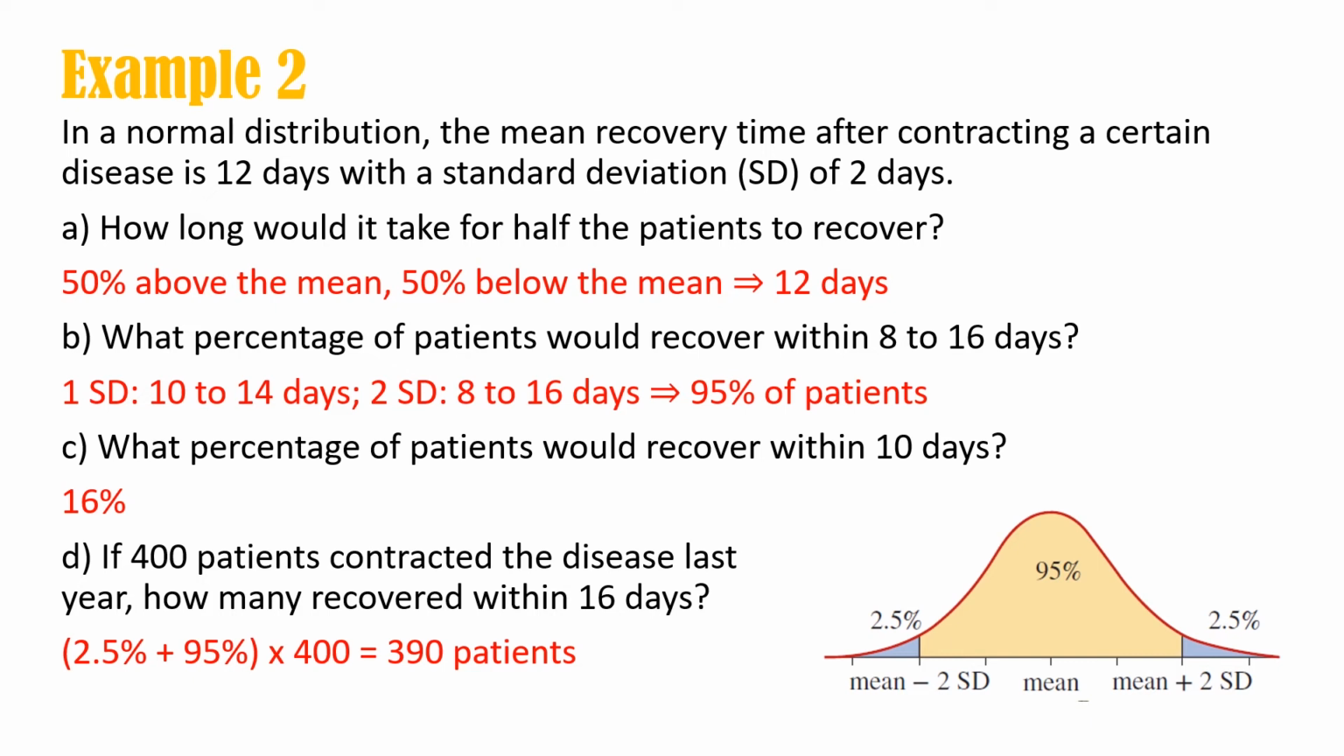The other way that you could do this on a calculator is because it doesn't really matter where you divide by the 100. You could just do, well, 400 divided by 100 is 4, and then go 2.5 plus 95 is 97.5. 97.5 times 4 is 390 patients. You will get the same answer working that way.